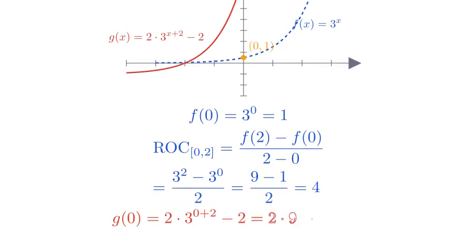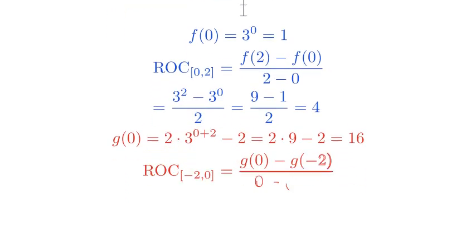Problem 2a. For g of x, we again plug in x equals 0. G of 0 equals 2 times 3 squared minus 2, which equals 16. Problem 2b. Average rate of change from negative 2 to 0 is g of 0 minus g of negative 2, all over the width 2. G of negative 2 equals 0. So the rate equals 16 divided by 2, which is 8.